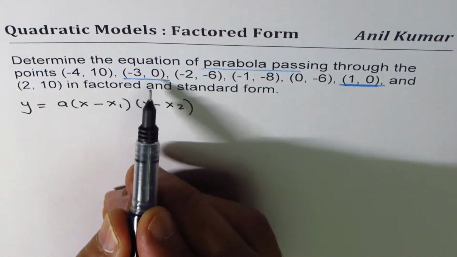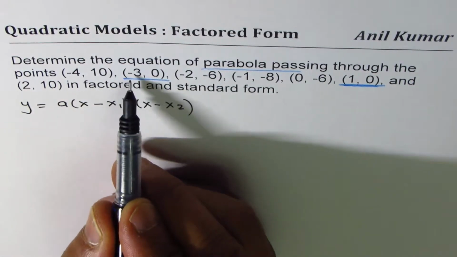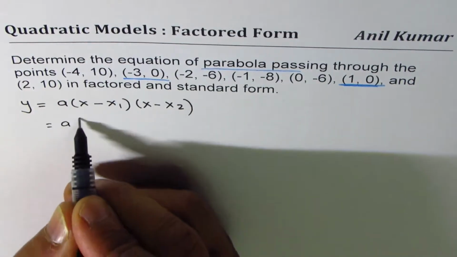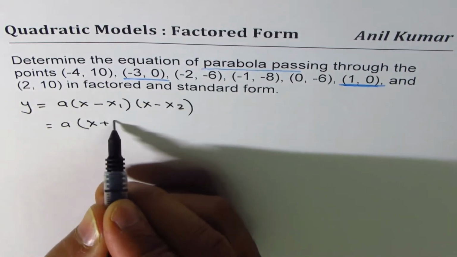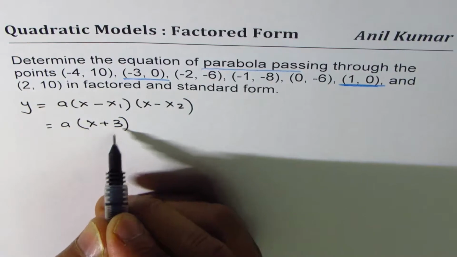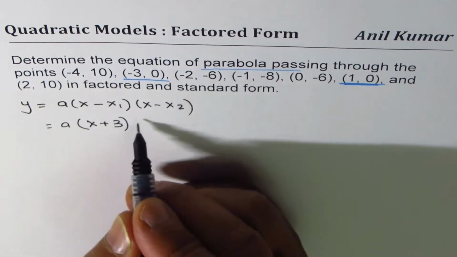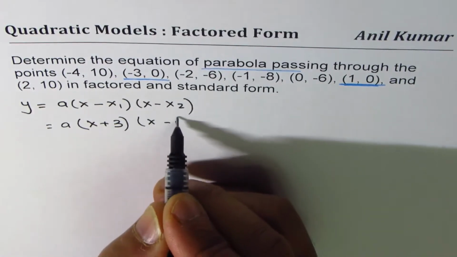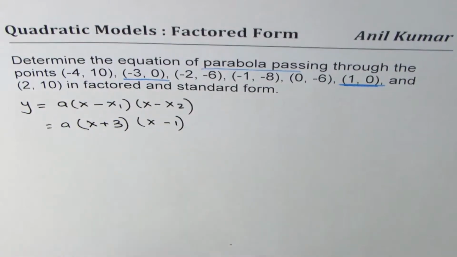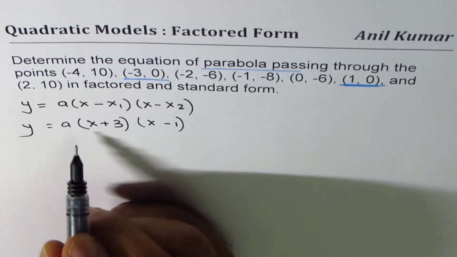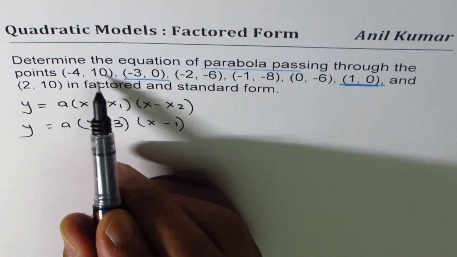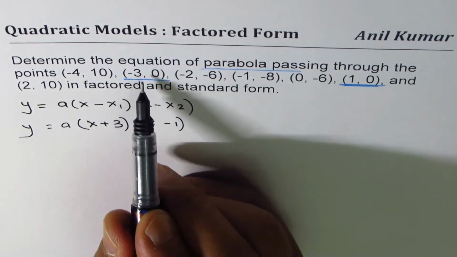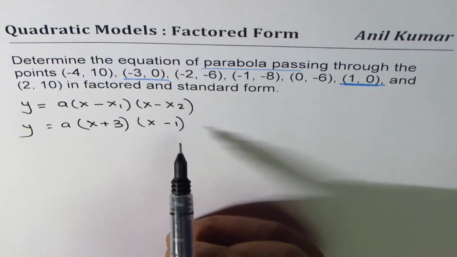Now from the given data, we know one zero is at -3, so I could write this as a times, if I write -3 here, it becomes (x plus 3), right? So that gives you a zero at -3. The other one is at 1, so it is (x minus 1). Do you see that? So we get an equation, a general equation in factored form, representing this data, especially the two zeros. Is that okay?